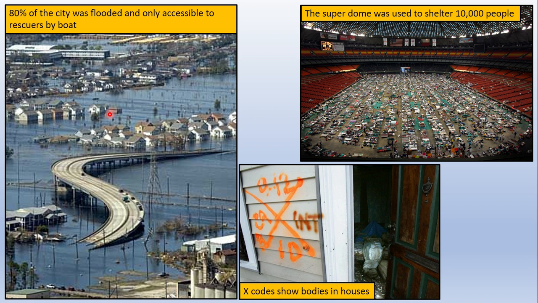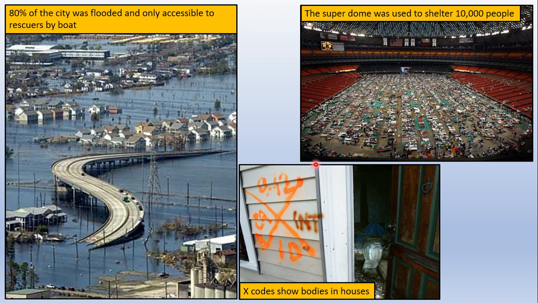Fixing this problem is not a matter of just draining the water away. It's the damage that the water reveals once it's drained, as much as anything else. Here on the right, you can see the Superdome. This is a sports arena. It was used to shelter 10,000 people, but don't get carried away with your notions of that. It's not like in the movies.